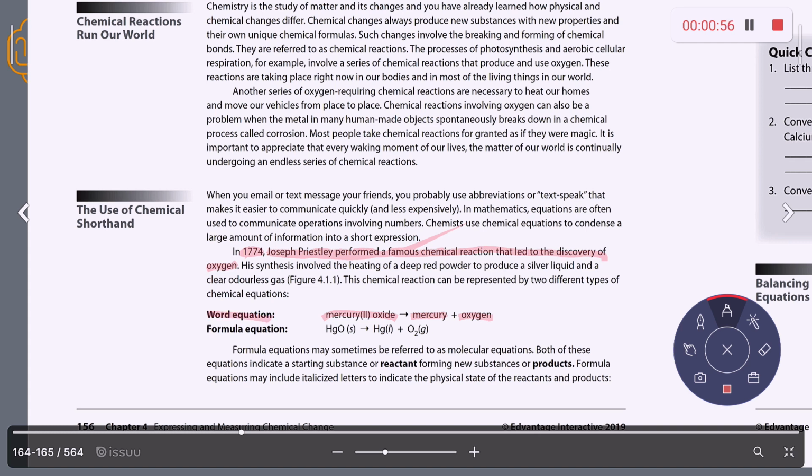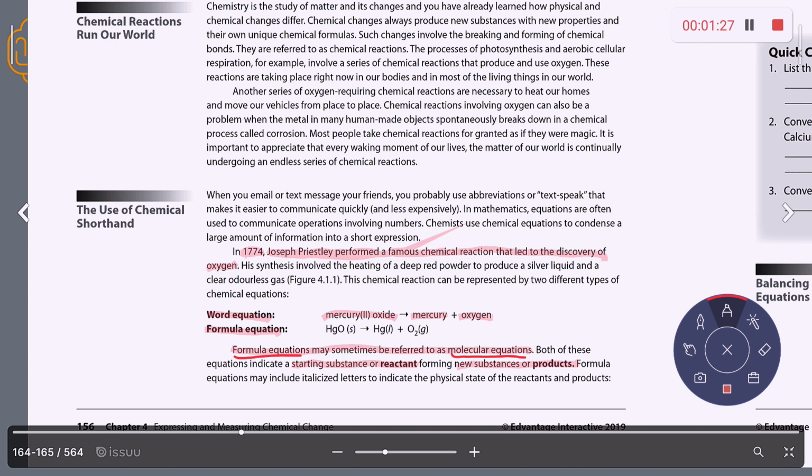You've got two different ways of representing chemical equations. You have a word equation, and then you have a formula equation, which is just a balanced equation with the chemical formulas. Sometimes formula equations will be called molecular equations, so they are the same thing. Remember, the reactants are the starting substances on the left-hand side of the equation, and the new substances that you form are the products, and those are on the right-hand side of the equation.